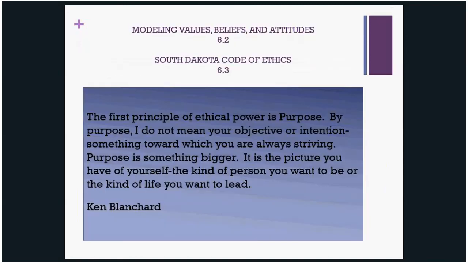And the last two, 6.2 and 6.3 within Domain 6, are the modeling of values, beliefs, and attitudes in the South Dakota Code of Ethics.